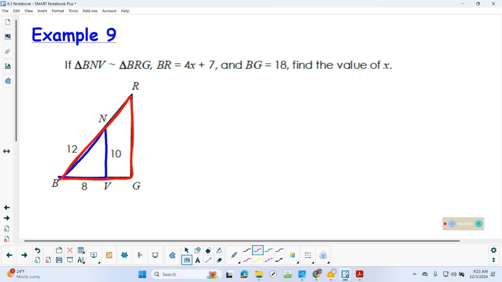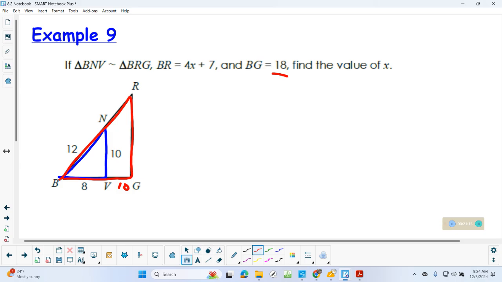So BR, it tells us, of course, is 4x plus 7. BG is 18. Find the value of x. Okay, so one thing I'm going to do here is look at this BG is 18, because I think I'm going to need it. If this whole thing BG is 18 and you know this side is 8, what's this missing piece? 10. And you know I can't help myself. What postulate is that called when you add two little segments together to get the big one? Segment addition postulate. It's all coming back to us.